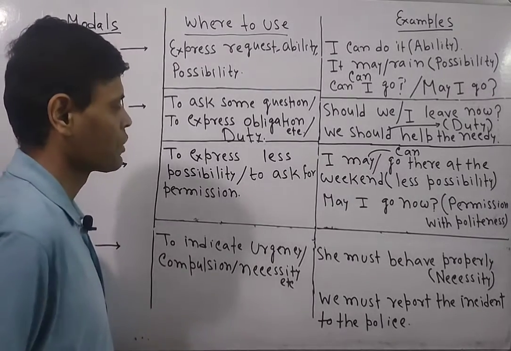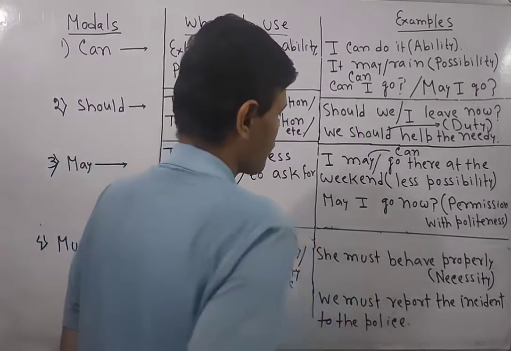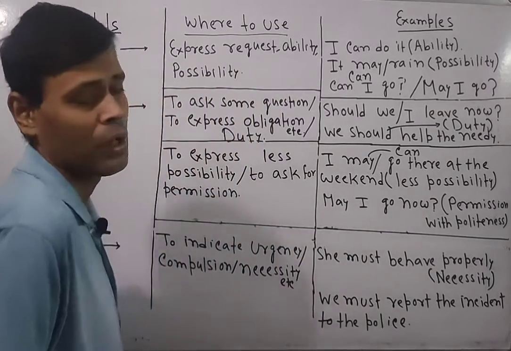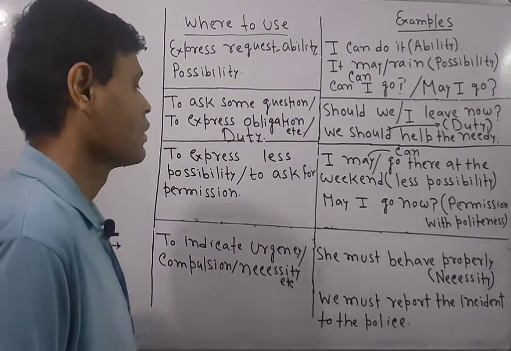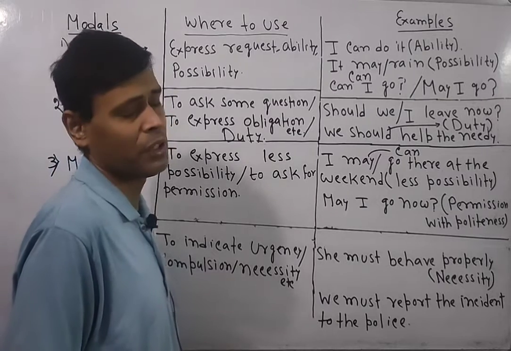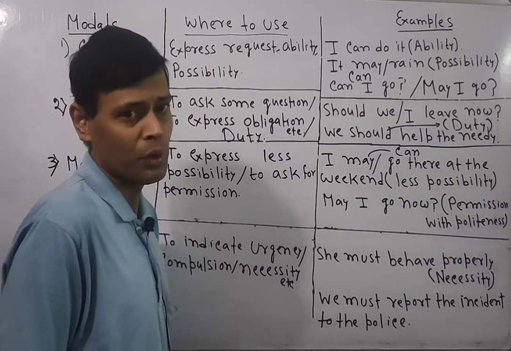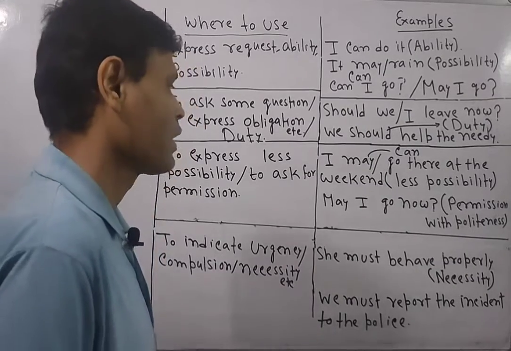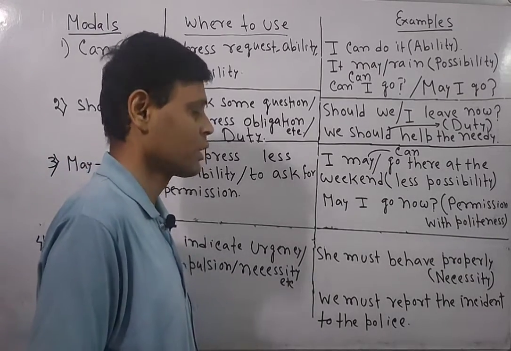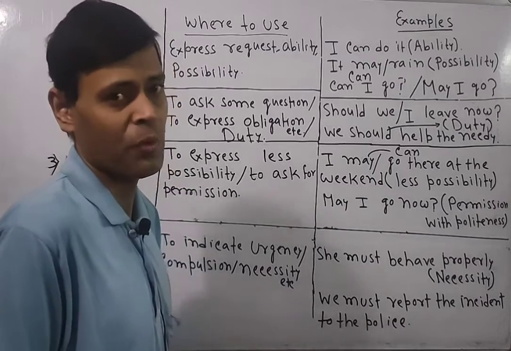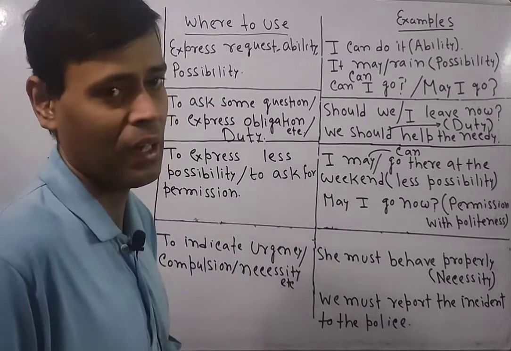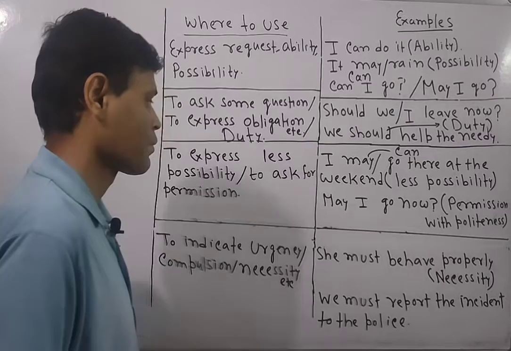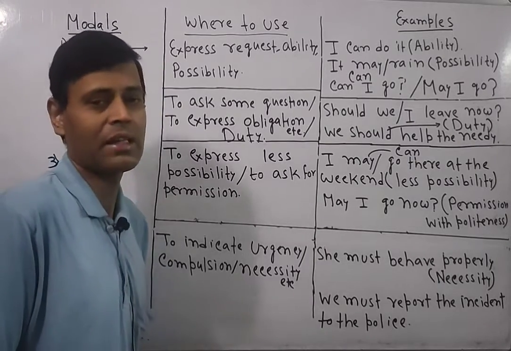To ask for permission, may I go now? Instead of may I, we can easily say can I go now. But while asking permission, it is better to use may I go now. So whenever you are going to face such questions, you need to select the best option. In case of asking permission, the best option is may, not can at all. But in the absence of may, you can easily select can.